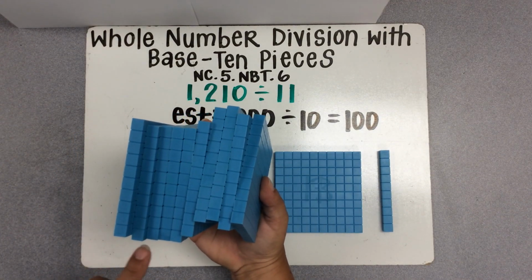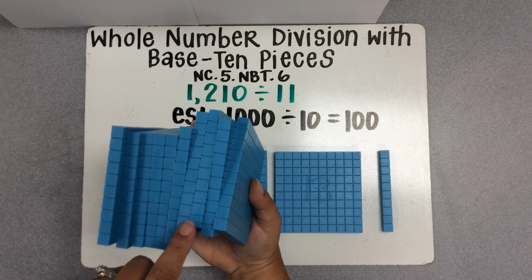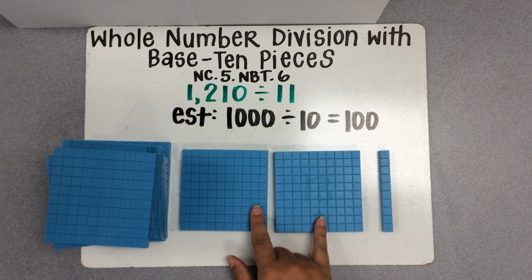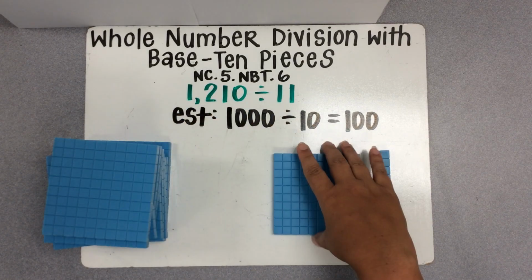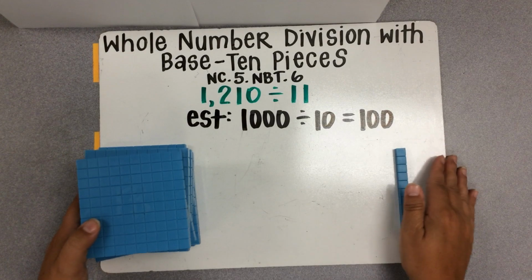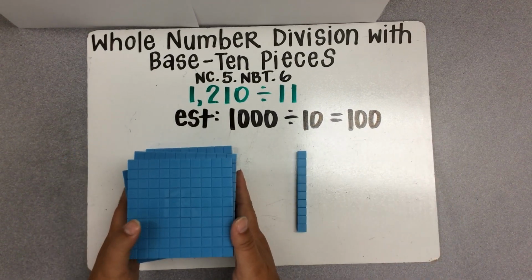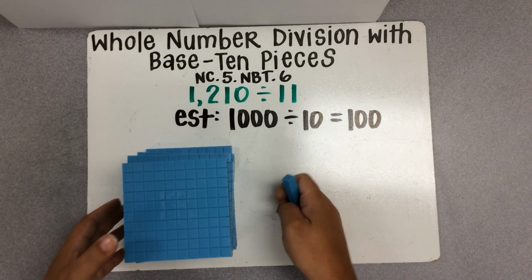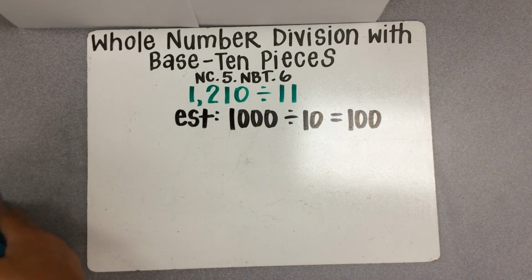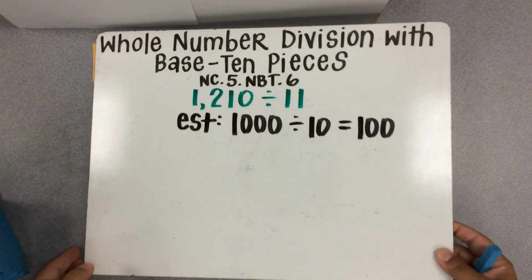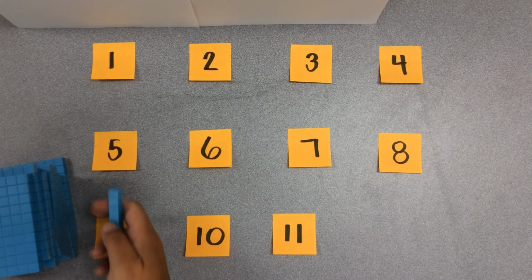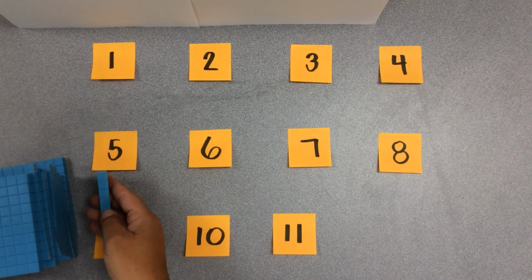So here I have 1, 2, 3, 4, 5, 6, 7, 8, 9, 10 hundreds. Plus we already had the 200 there, so we really now have 12 hundreds, and we have our 10. Now, what I need to do is split this into 11 equal groups. One of the easiest ways to help do this when we are working with this conceptually is to show our 11 groups. So here we have the 11 groups that I need to divide this 1,210 evenly among.